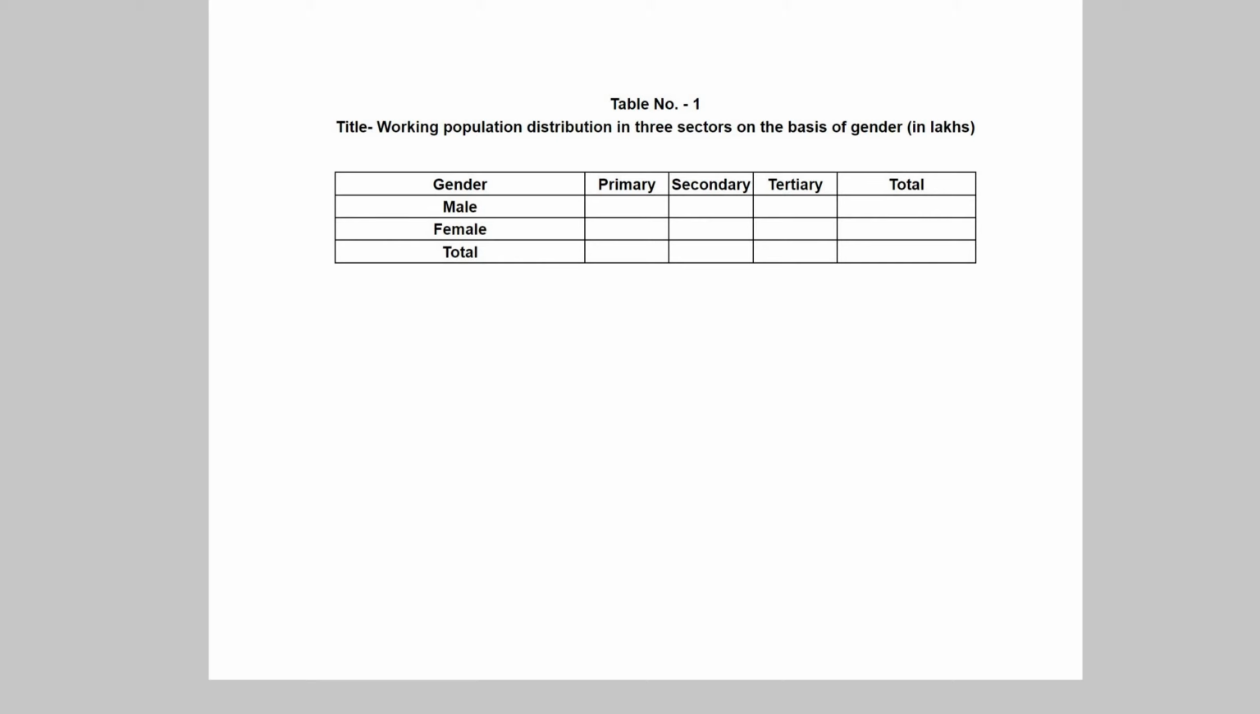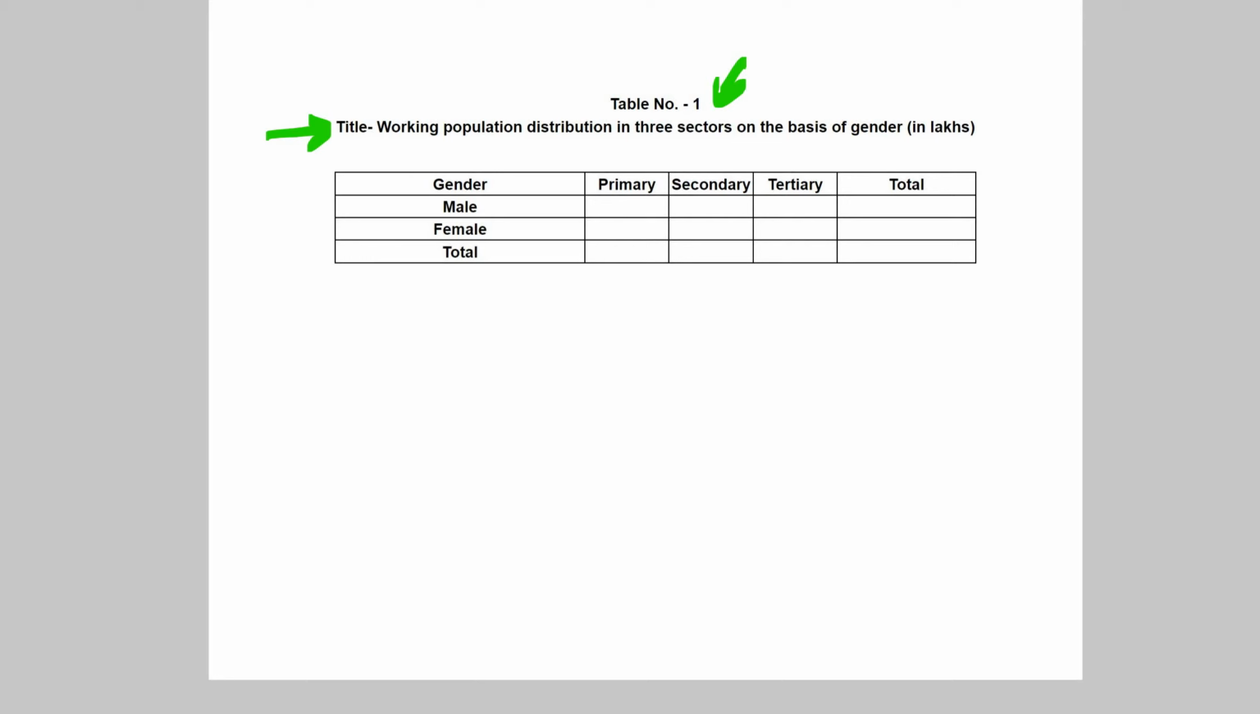You can see very clearly that in this table there is a table number 1. The next thing is the title. A suitable title must be there: working population distribution in 3 sectors on the basis of gender, in lakhs. You already know that there are 3 sectors in an economy: primary sector, secondary sector and tertiary sector. So here it is written primary, secondary and tertiary. Then 2 genders are taken, male and female, and so there are some columns.